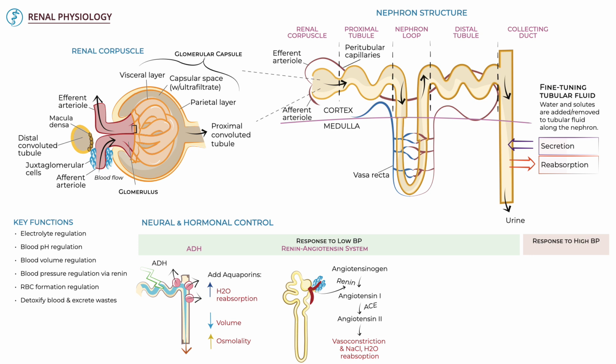Next, show that the sympathetic nervous system releases norepinephrine in response to low blood pressure. Norepinephrine induces vasoconstriction and reduces blood flow through the kidneys.